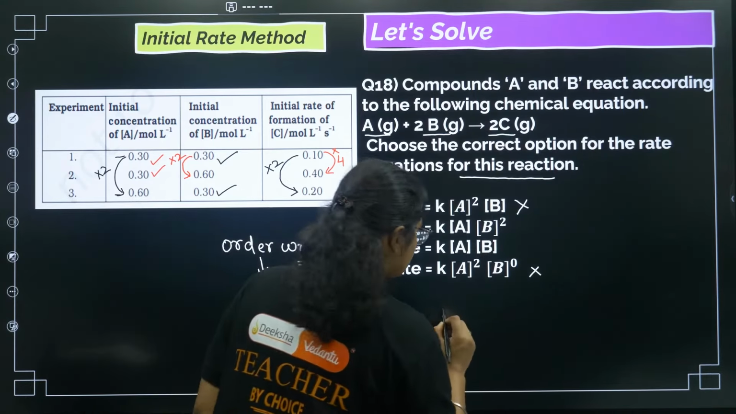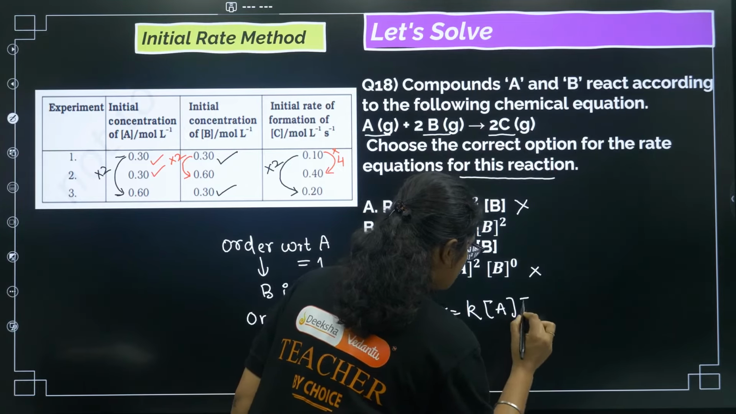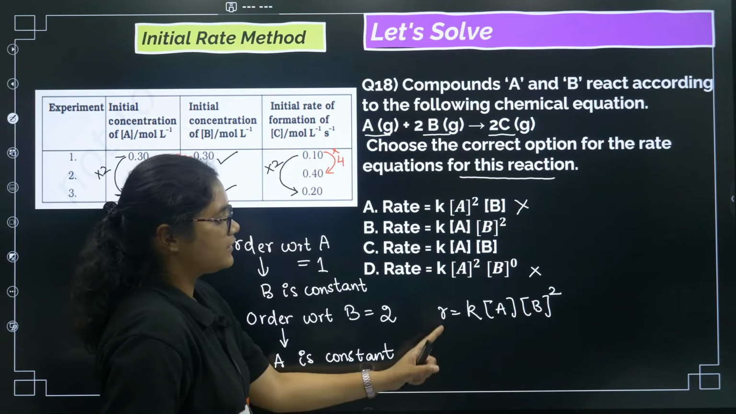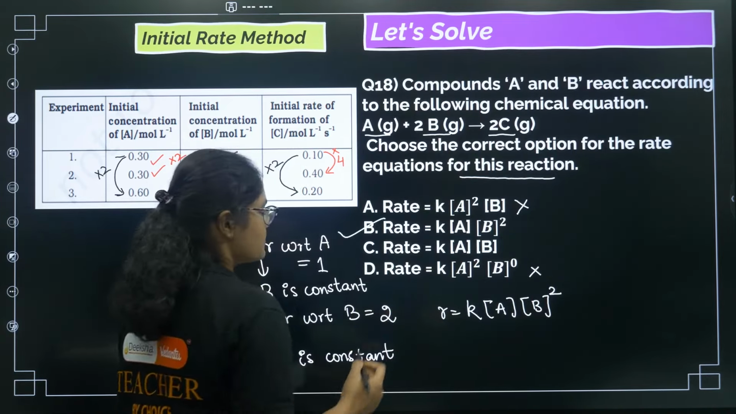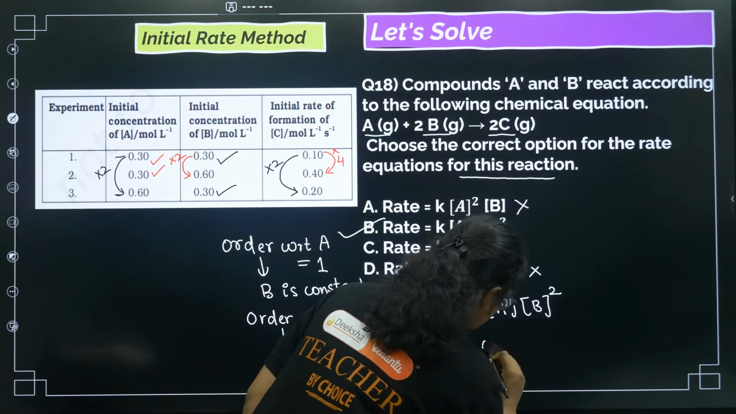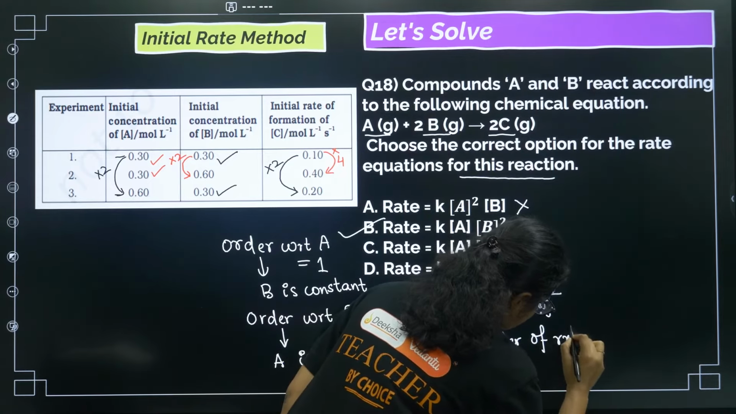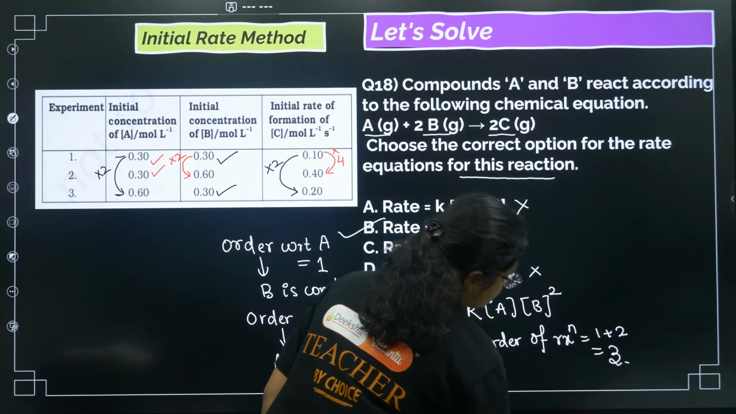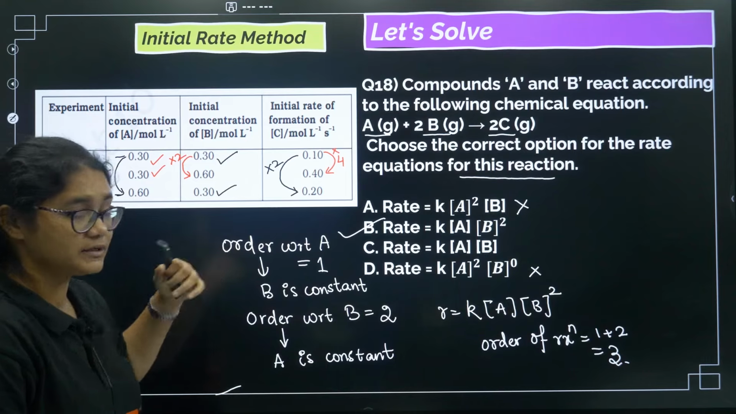So the order with respect to B is 2, right? So what will I get? R is equal to K into, order with respect to A is 1 and order with respect to B is 2. So I will get the rate law R is equal to K[A][B] square. So I will get the answer as this one. Now if someone asks what is the order of this reaction, then the order of the reaction is 1 plus 2, that is 3. Clear? So by this way, by the initial rate method, what is the initial rate method?